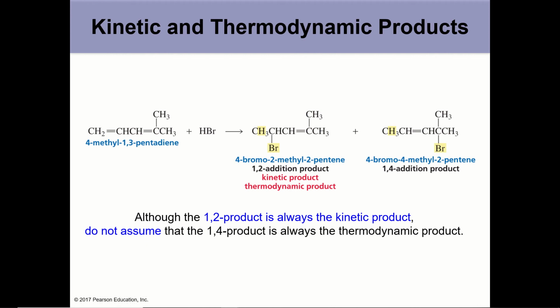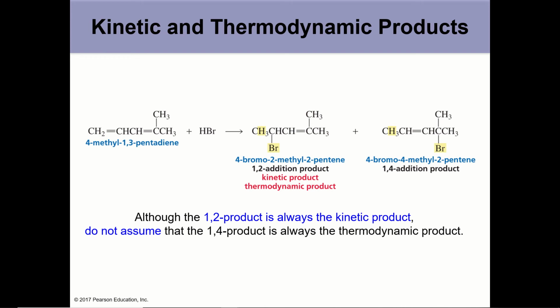Okay, looking at other kinetic and thermodynamic products, we have 4-methyl-1,3-pentadiene. And this is a case where, I was telling you that the 1,2 product will always be the kinetic product, and it will sometimes be the thermodynamic product, and that sometimes the 1,4 product will be the thermodynamic product. And we're going to determine what is the thermodynamic product based on the substitution of the pi bond. So for the 1,3-pentadiene, we should draw our cation.